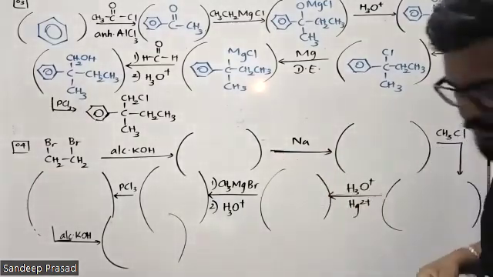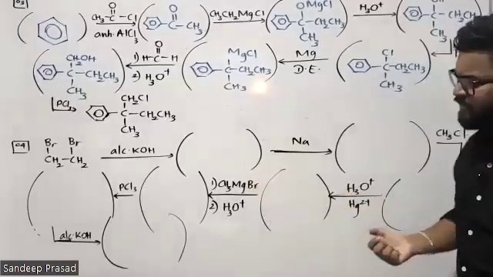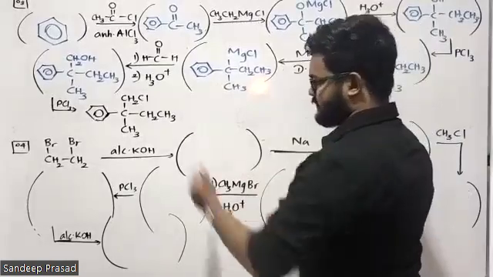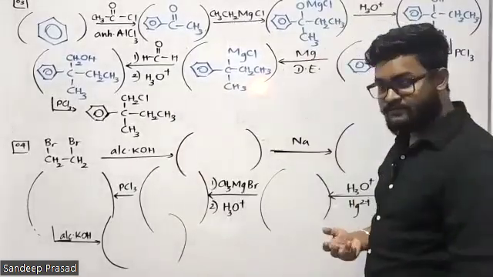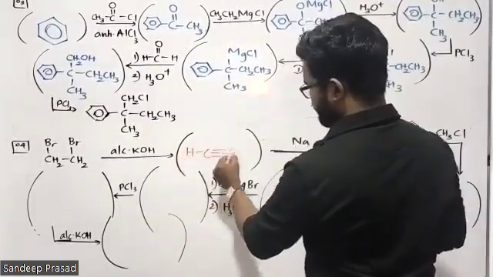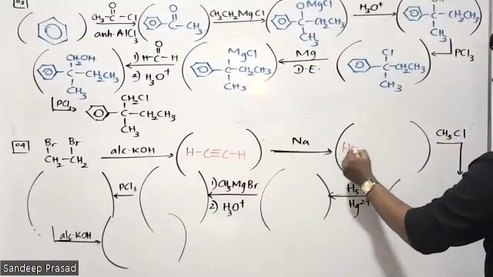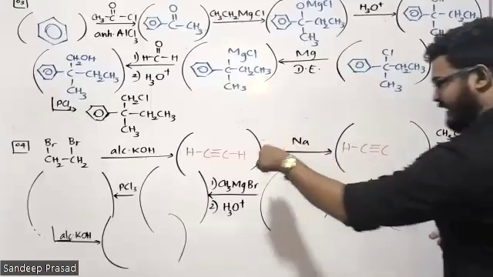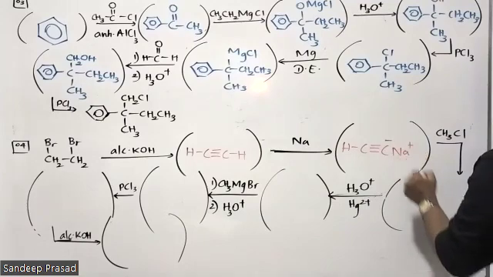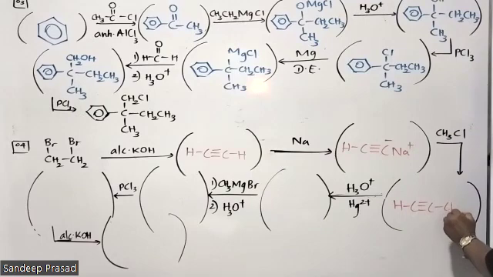So let's move to the fourth one. In the fourth one, very easy, right? Everything that we learned. Alcoholic KOH is added. So students, this is a vicinal dihalide, right? Therefore, an alkyne is produced in this way. Sodium is added. We know that this alkyne is actually acidic. Since it is acidic, we get C minus Na plus. CH3Cl is added, and here CH3.